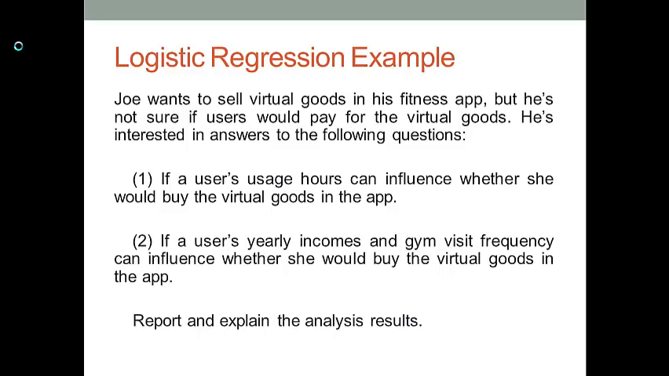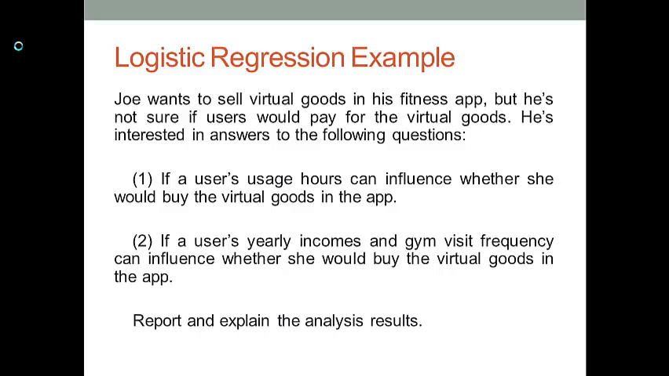For the dependent variable, we really don't need to predict the value for it, right? Because we already know the possible value for the dependent variable, either a yes or a no. What we don't know is the likelihood for us to get a yes or a no for a user, right? That's why the dependent variable in the first question should be the probability of getting either a yes or a no for a customer's willingness to pay for the virtual goods.